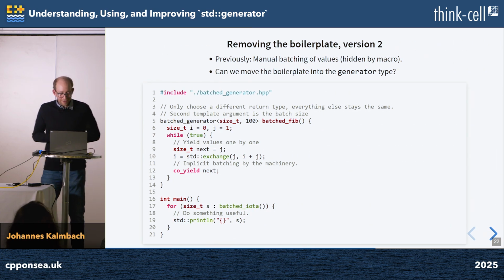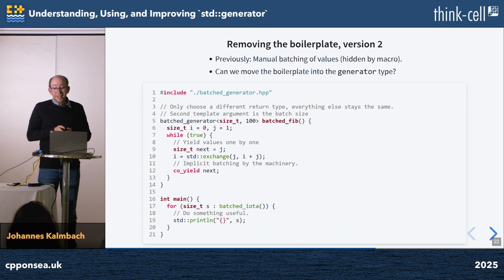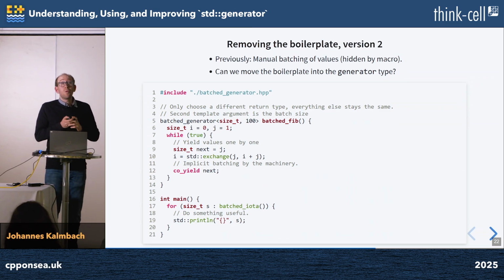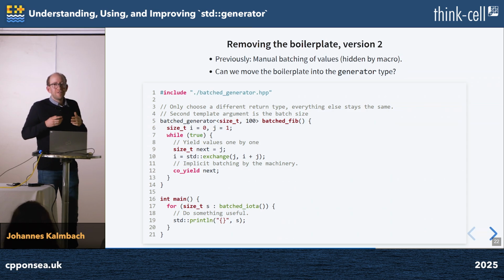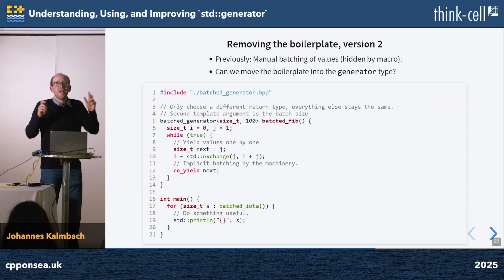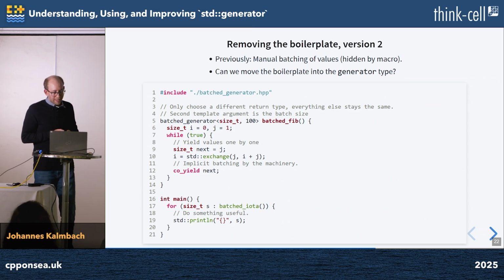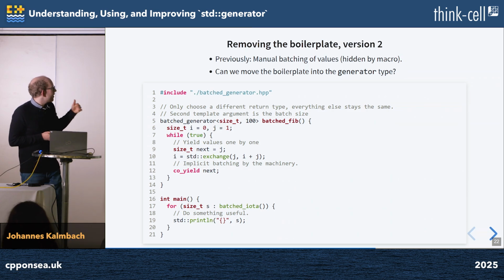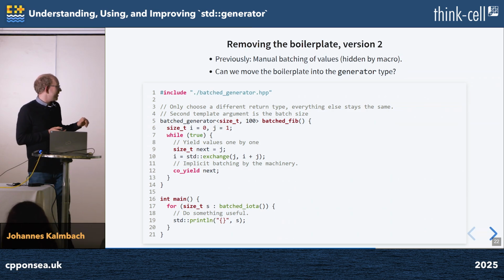Now, the idea is, we had the batching mixed with the Fibonacci sequence. We removed it somewhat with a macro, but can we hide it completely? Basically, we have this generator. Without having looked at it, it has some internal, quite complicated structure. Can't we also add the batching in there? Such that this example is exactly the sample from the first slide.